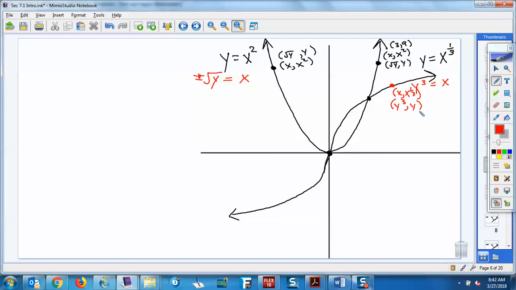Right? Okay. So let's go through this. If I ask you, what is the y coordinate on this graph? What's a y coordinate on this graph? x squared. What's the x coordinate on this graph? Square root of y. The x coordinate on this graph is square root of y. How come? Because you can solve for x and it'll say x equals square root of y.